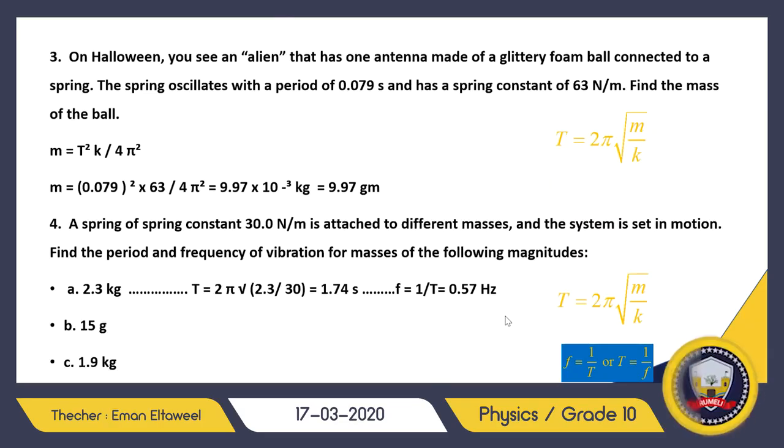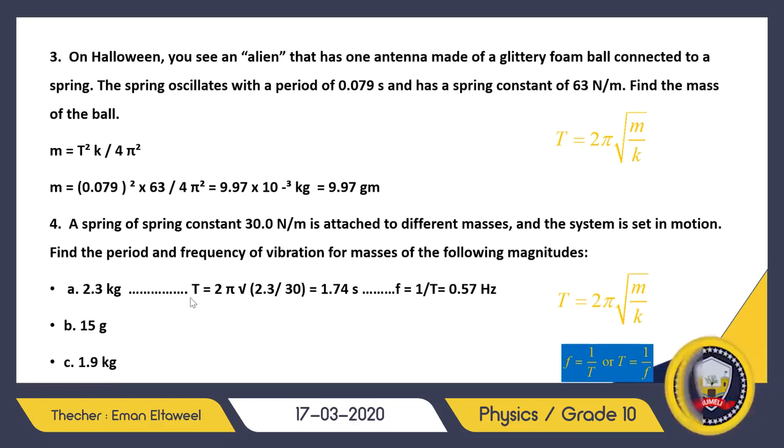The first mass, we have different masses. As we said, different masses. The first one is 2.3 kilogram, second one is 15 gram, and the third one is 1.9 kilogram. Here is a solution of the first one. And then you can do the second and third by the same way.